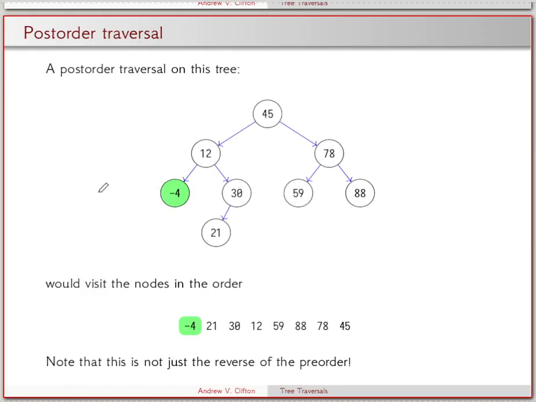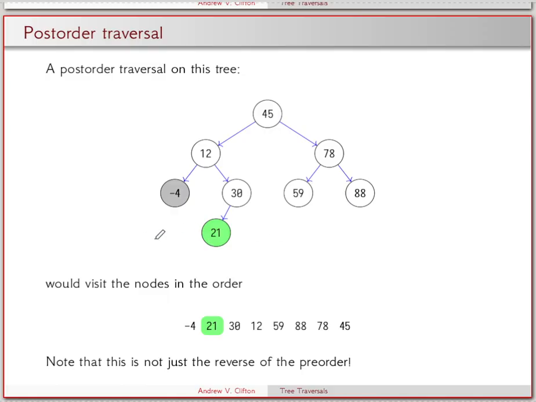So the only node that has no left sibling and no children is the leftmost leaf node here. So that's the first place where we're going to go, our -4 down here. Once we've done that, I can't go to 12 yet because I haven't done both of its children. I can't go to 30 yet because I haven't done both of its children here.